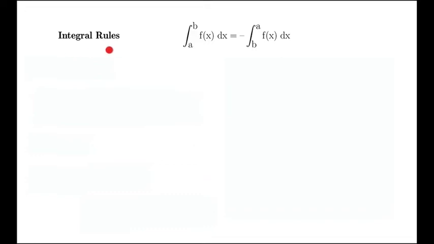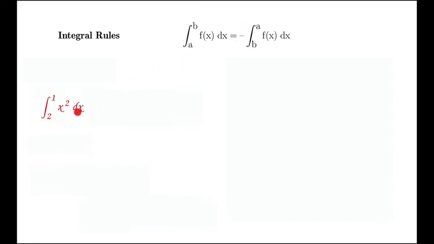Integral rules. There's all kinds of different integral rules. Let's start with a simple one. This one says if we integrate from a to b of f of x dx, it's negative the integral from b to a of f of x dx. That is, if we reverse the limits of integration, we end up with a negative sign.